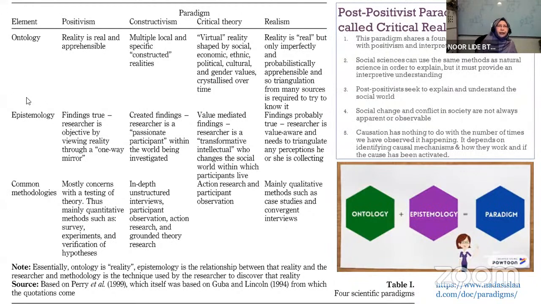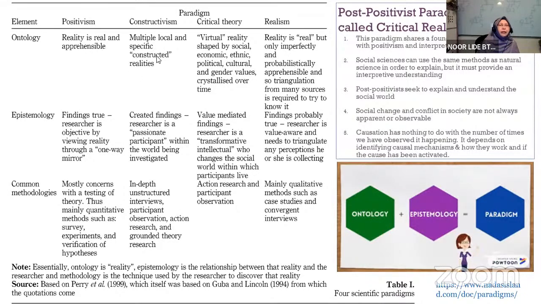So if you look at positivism, it says that there is only one truth. All right, there is one truth, and our aim is to find the truth through an objective method. Okay, through an objective method, and there's only one interpretation of the truth that is there.